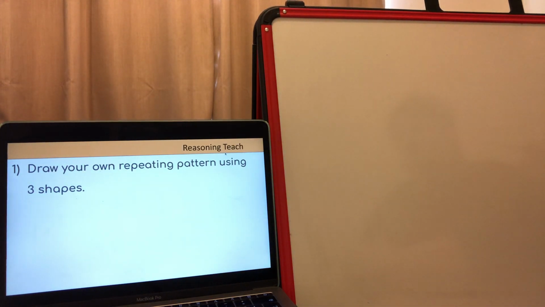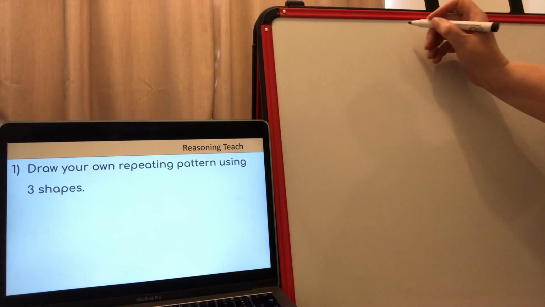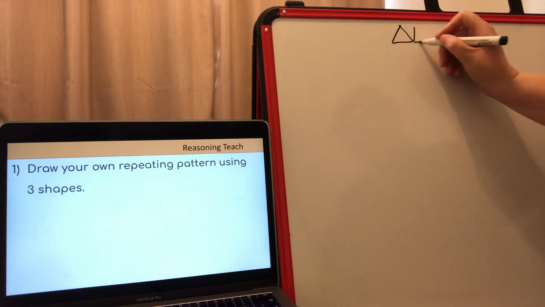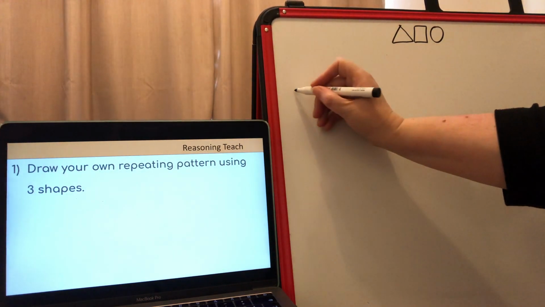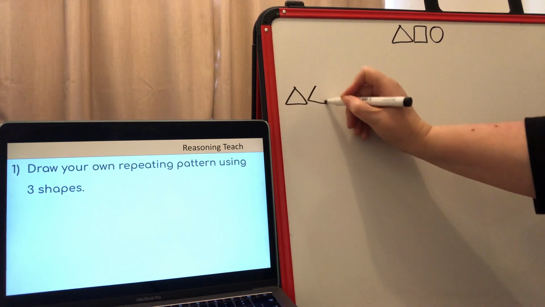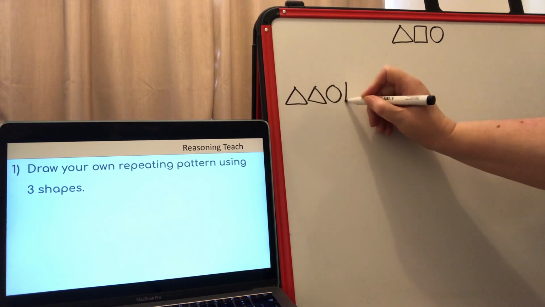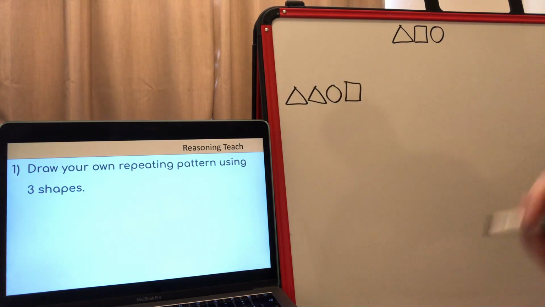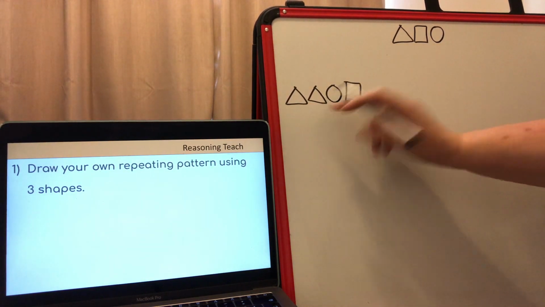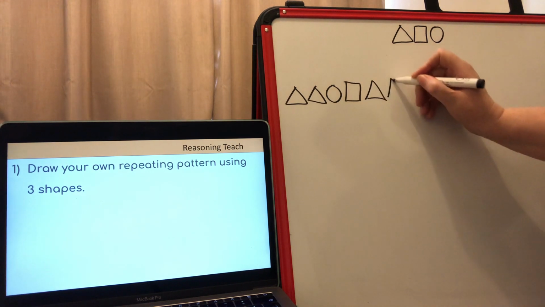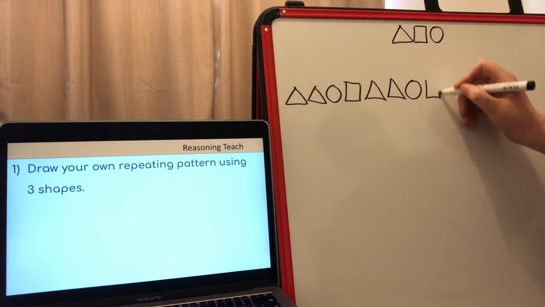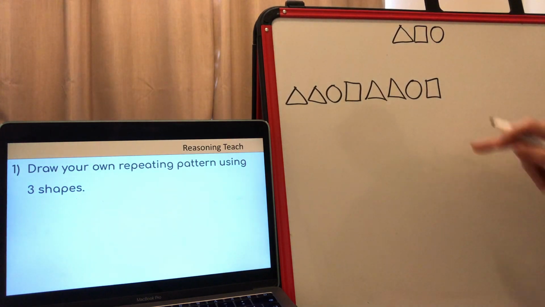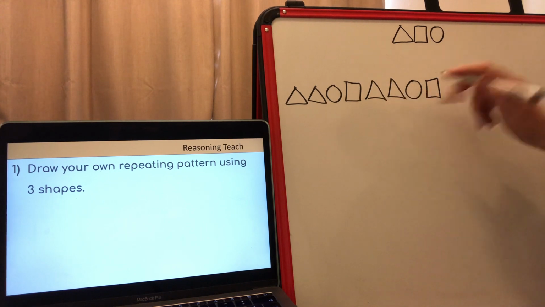Okay, so my challenge for reasoning is draw your own repeating pattern using 3 shapes. Right, I think I'll use a triangle and a square and a circle. So let's see what pattern I can make. I'm going to use 2 triangles and a circle and then a square. And then I'm going to repeat it to make it be a repeating pattern. So 2 triangles again, then a circle, then a square. So these are the shapes I'm choosing from. What comes after my square? 2 triangles.